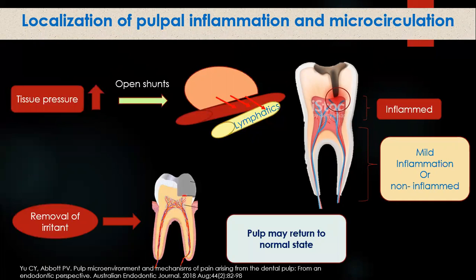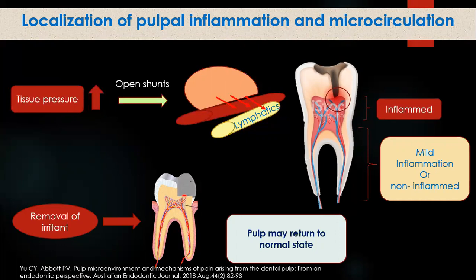So if we remove the irritant at this point of time, then we have a chance that the pulp may return to the normal state. So this is the initial stage where we can say this is the reversible stage of the pulpal inflammation, where we may get minimum amounts of signs and symptoms through pain, which we will discuss further in this lecture.